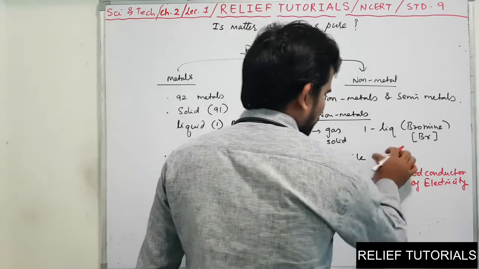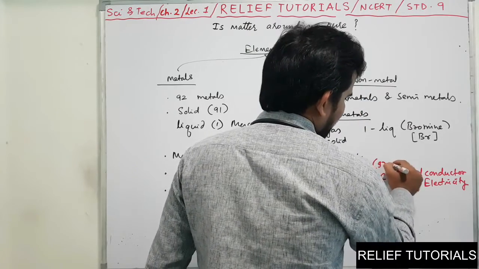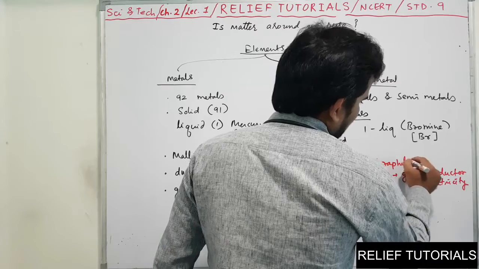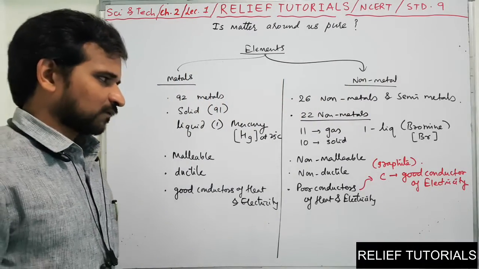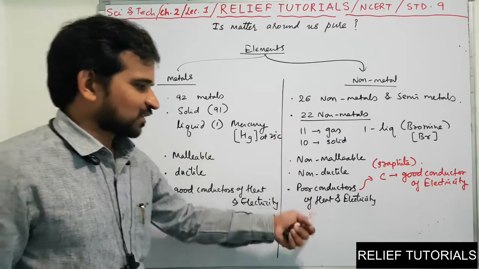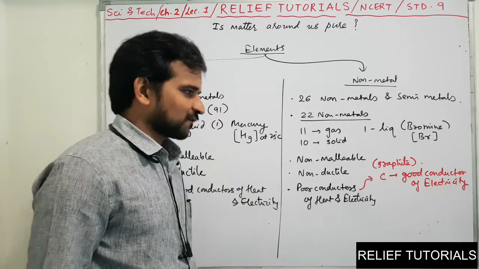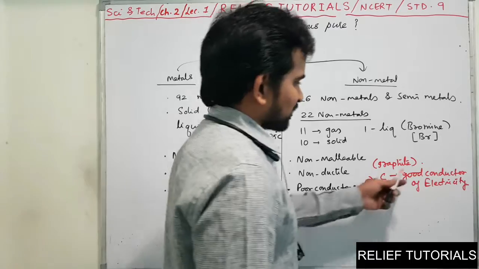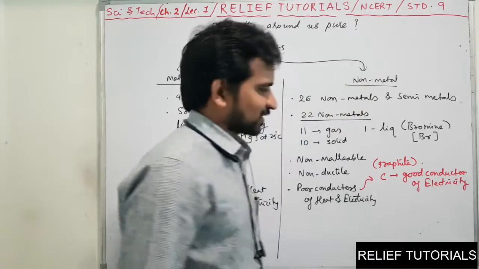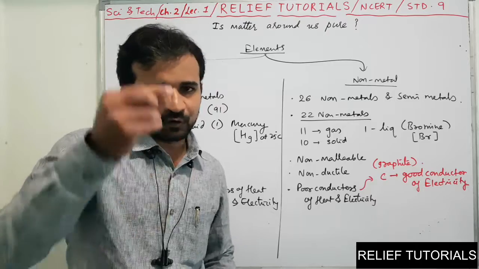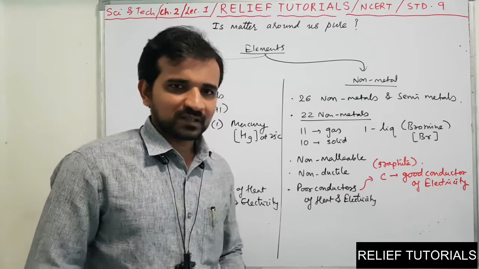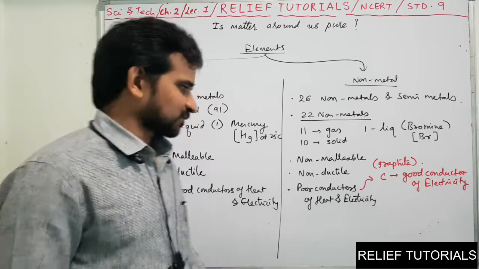If you remember, one of the forms of carbon is graphite. So graphite is a good conductor of electricity. Most of the non-metals are bad conductors, but graphite, one of the forms of carbon, is a good conductor of electricity, and normally this graphite is used to form the rods in the batteries to conduct electricity.